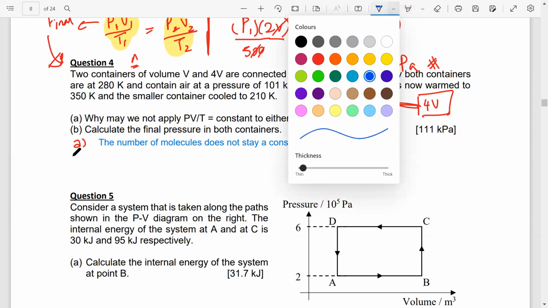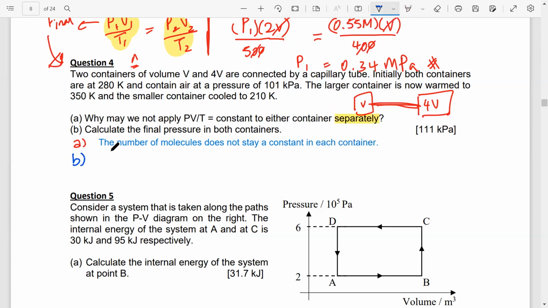Okay, I'll just change to blue color here. So for the volume V, we have initially 280, final 210. Initially 101 kilopascals, final, we just put it as P2. For the 4V, initially 280, final 350, this is the temperature. Pressure, initially also 101 kilo. Final, let it be P2. Okay, I removed the units here. Kilo for 10 power 3.